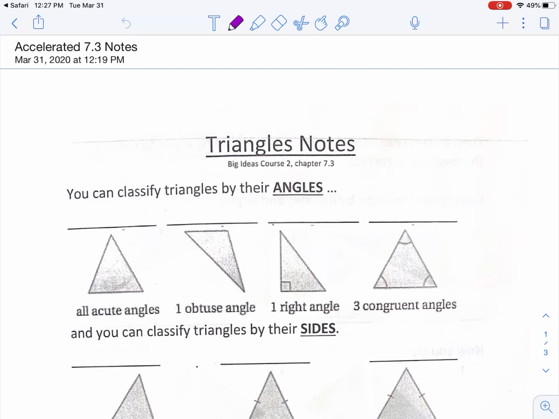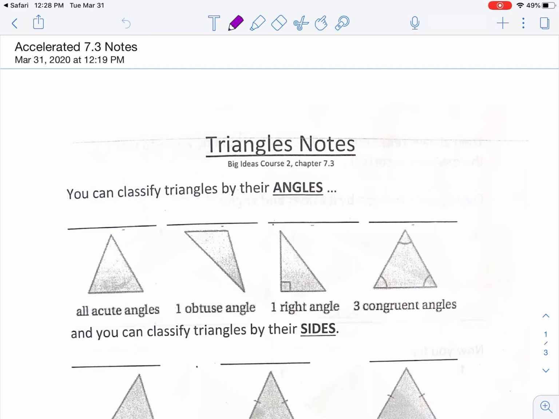Hey guys, so we're going to do chapter 7, section 3 today, our triangle notes. Two ways we can classify triangles, by our angles and our sides. If you have not already uploaded your blank notes sheet from Canvas, go ahead and do that. Today we are just filling out our notes, and then Wednesday and Thursday you will be using the notes to do a few practice problems.